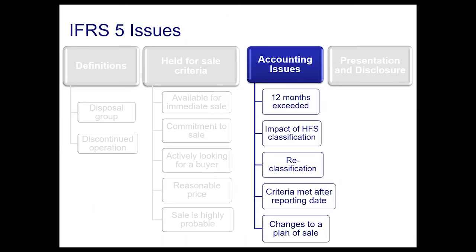There are a few accounting issues that arise out of the application of IFRS 5, a few practical issues that we need to bear in mind as well. Like I mentioned earlier on, what happens if I exceed the 12 months limit, the 1 year limit that we spoke about earlier on? What happens if I change my mind? What happens if I change the way that I plan on selling this asset? All those things may have some impact on the process that we follow, the consequences of having classified something as a non-current asset held for sale.